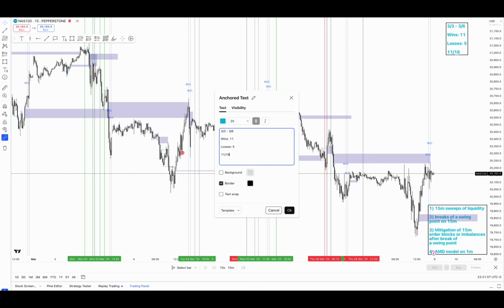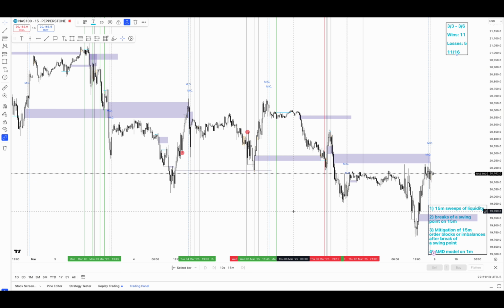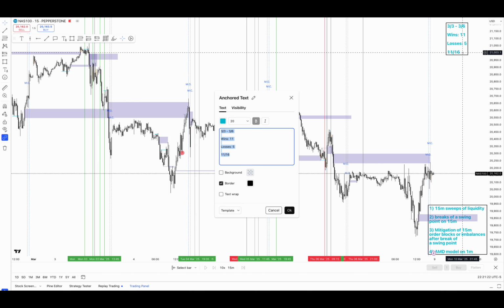So we'll say we were 11 for 16. Let me double check it was 5 losses. So you got 3 there, 1 there, and 1 here. So yeah, 11 for 16. That'll be, let's see, around 63%, 68%, 69%. We'll say 69%. So yeah, around a 69% win percentage for the week.